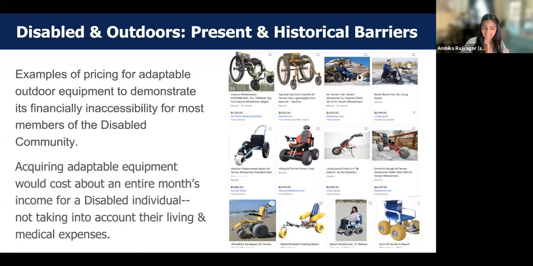When you look at the average income of a disabled individual in America being $43,300, and not taking into account the living and medical expenses that they already pay in addition to what they pay in general to exist, pretty much, this number to pay for a device like this or any adaptive equipment is not feasible. So financial inaccessibility for most members of the disabled community is definitely present and definitely a hindrance to disabled individuals being able to go outdoors and to visit our public lands.